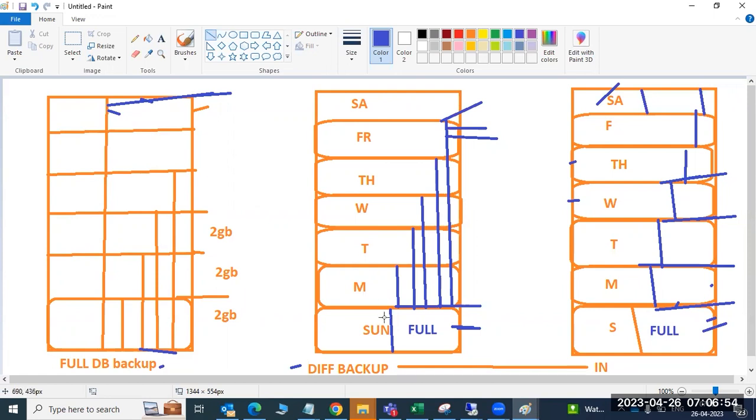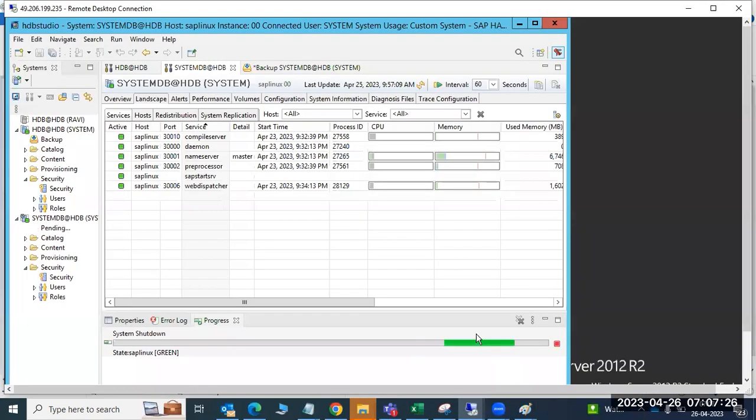But when you are taking the differential backup, a file with less size will be created, but multiple files will be created. During the recovery time, you need to recover all the files, otherwise the data will not come back. You need to recover the latest differential backup and the full database backup. So there are advantages and disadvantages from the space perspective and the recovery time.